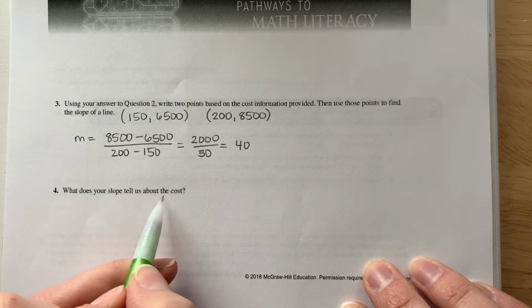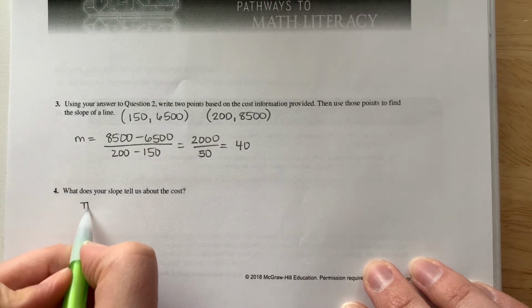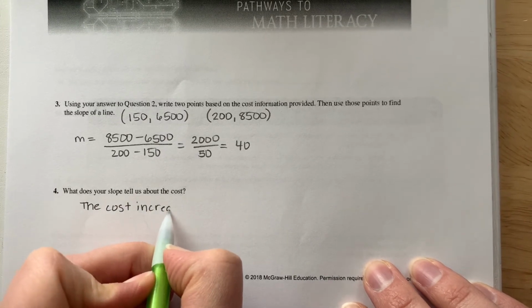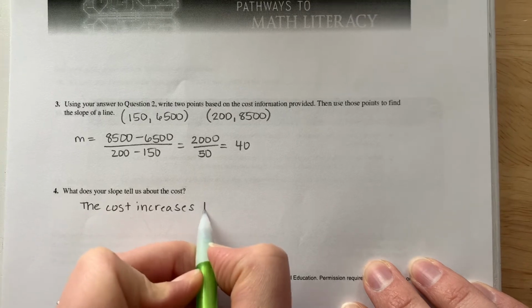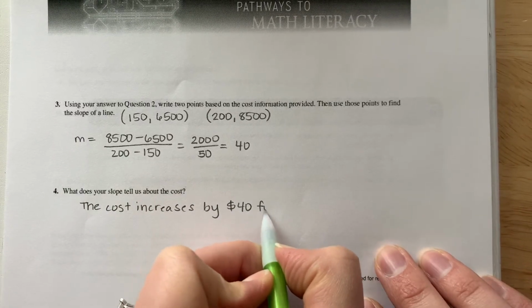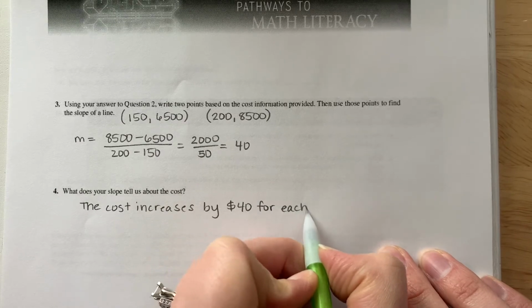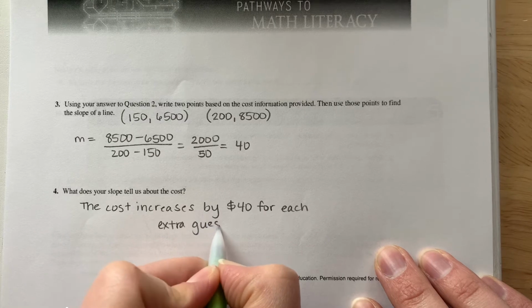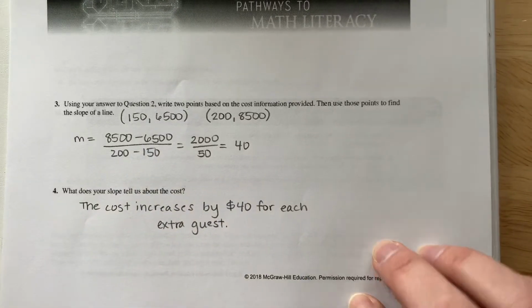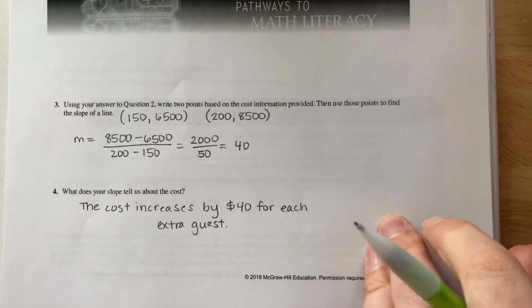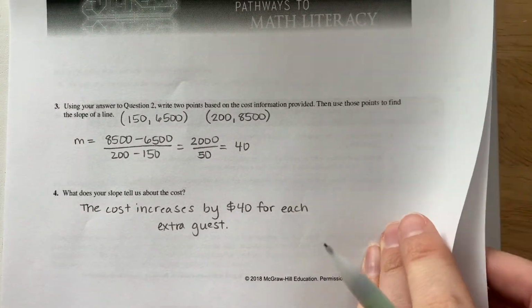What does the slope tell us about the cost? The cost increases because it's positive by $40 for each extra guest. So it's about $40 per plate or per person. I don't know if they're eating a meal. All right, let's move on to question 5.